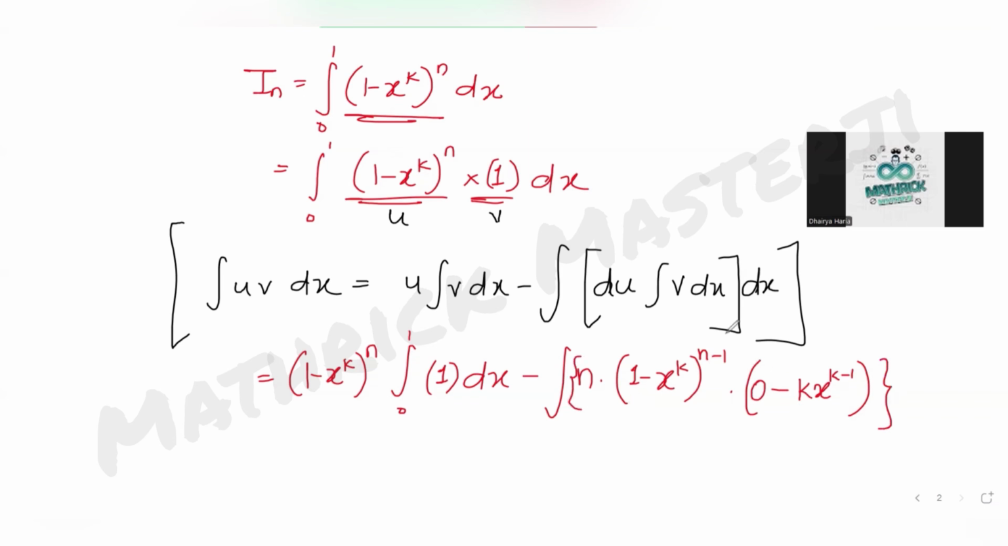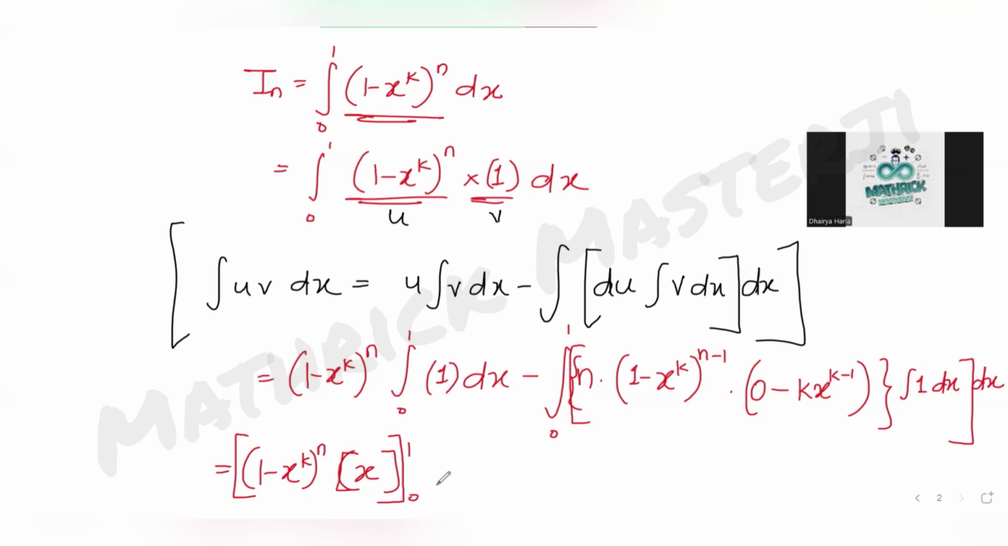Now I also have to integrate 1 dx. Whatever the answer is, we take the limits from 0 to 1 with it. So I get (1 minus x raised to k) the whole raised to n, with the integral of 1, which is x, taken between limits 0 to 1, and minus the big integral from 0 to 1 again.